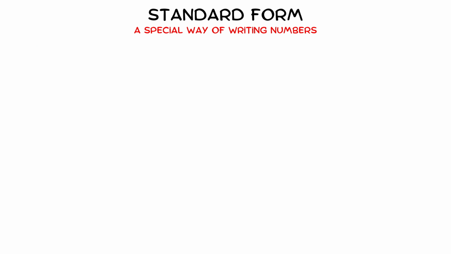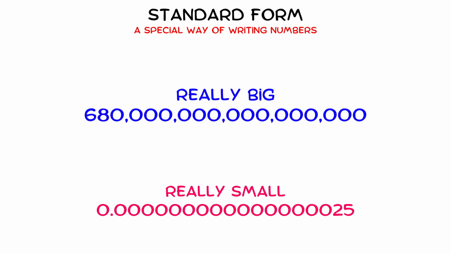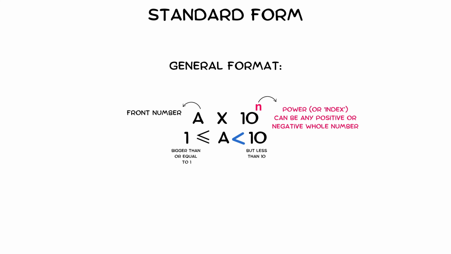In this video, we're looking at standard form, which is just a special way of writing numbers, particularly those that are really big or really small. The key point to remember is that we always have to write standard form in this general format, where a, which we can call the front number, is a number bigger than or equal to 1 but less than 10, while n, which we call the power or the index, can be any positive or negative whole number.